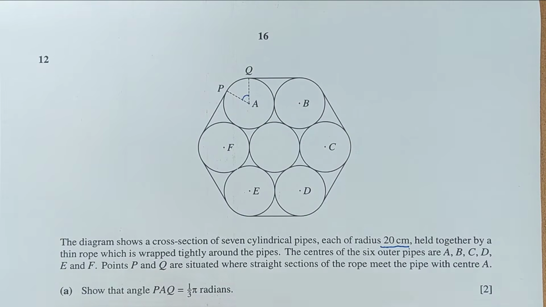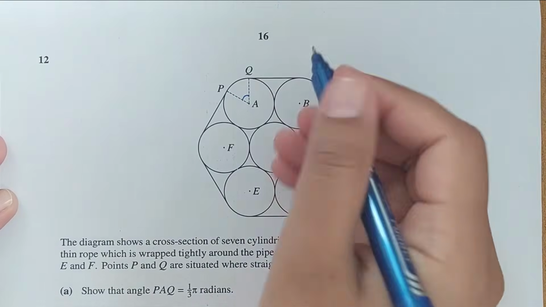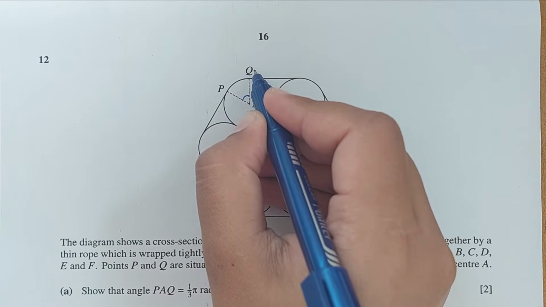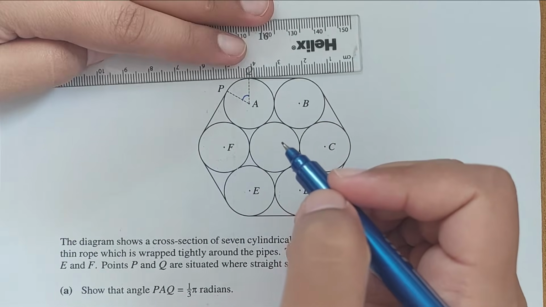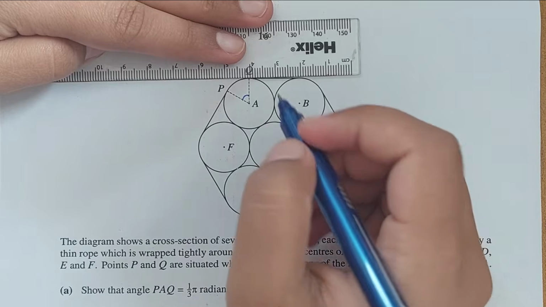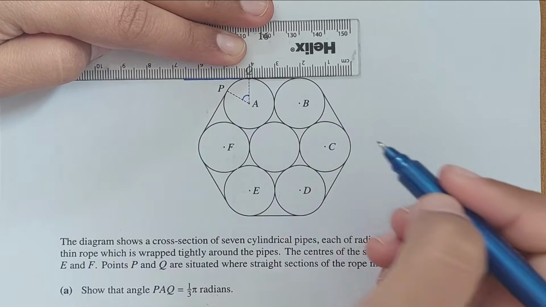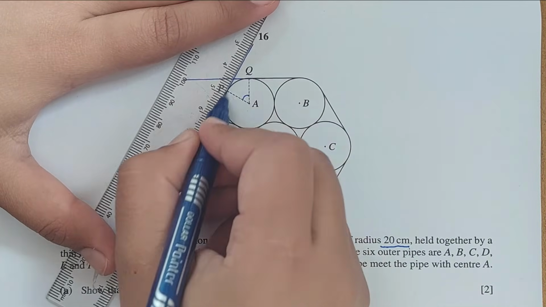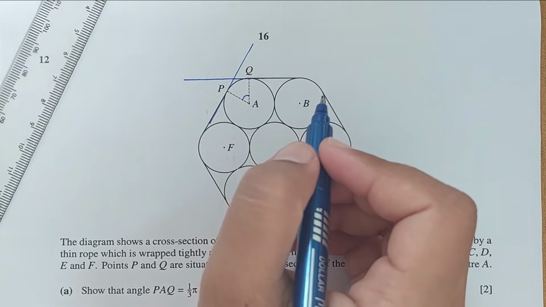This should be pi by 3 radians. Okay. So if we consider this a circle, A to Q is a radius and A to P is the radius. So if I extend this line, the tangent to the circle at point Q and the tangent to the circle at point P.